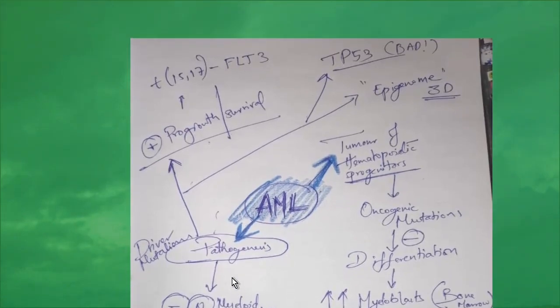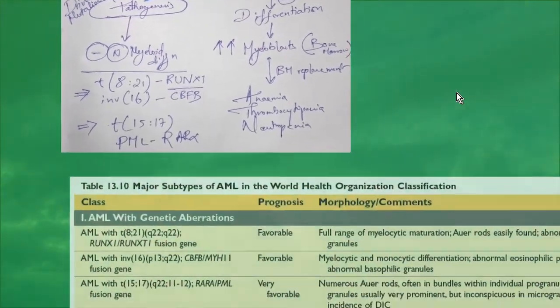The other type of mutation is pro-growth or increased survival. Again, translocation 15;17. Here, FLT3 is produced. This FLT3 along with the PML-RARA mutation produces AML M3. Another mutation is TP53, which is pretty bad. It produces weird looking blasts, and even epigenetics play a part in the pathogenesis of AML.